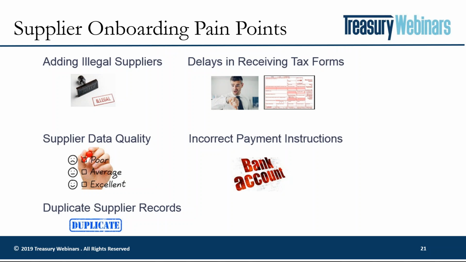Again, if you can potentially add illegal suppliers, well, you talk about a big fine, and that's even more important in today's world. This can be bad for your process. You can have delays in receiving tax forms. We can have supplier data quality issues, duplicate supplier records, and incorrect payment instructions. A lot of these can be mitigated by using supplier portals. And then there's the amount of time that you spend keeping your master records in order. There are whole webinars on how to make sure your master records are right.